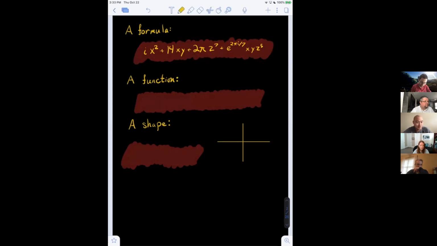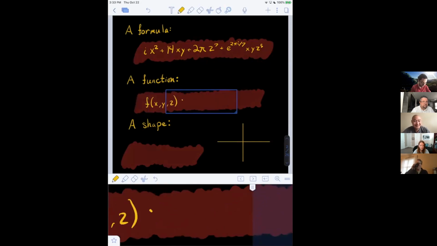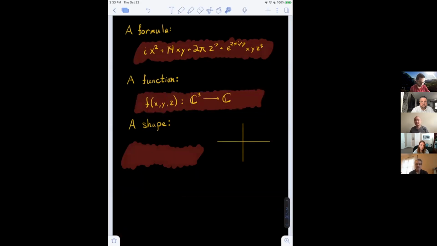You can view this object as a function, right? If you have 3 complex numbers, x, y, and z, you can plug them into f, and that gives you a map from C cubed, triples of complex numbers, to C. And if I had more variables, you would get a function with more inputs. Instead of C cubed, you might have C to the billion, and you would still get one output. So this is how you go from a formula to a function.